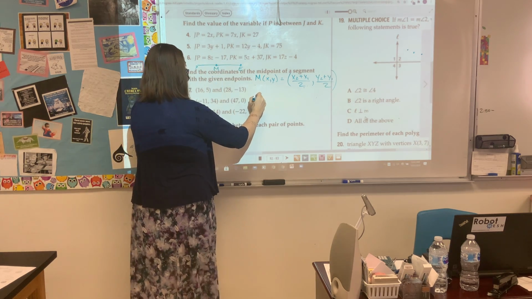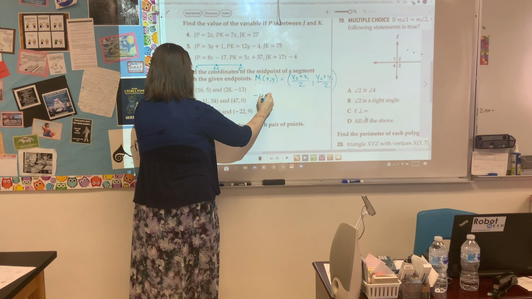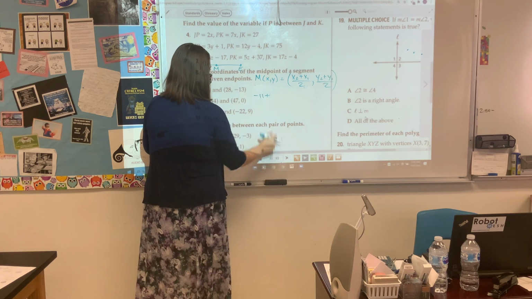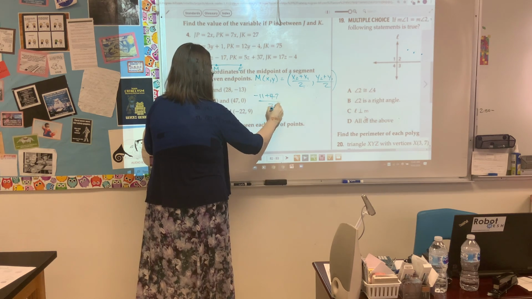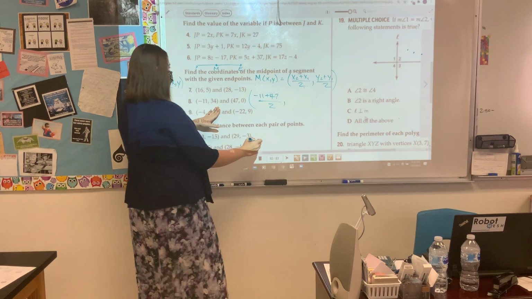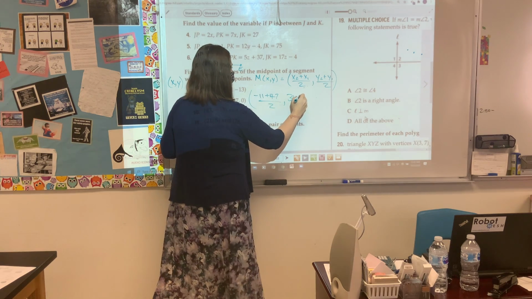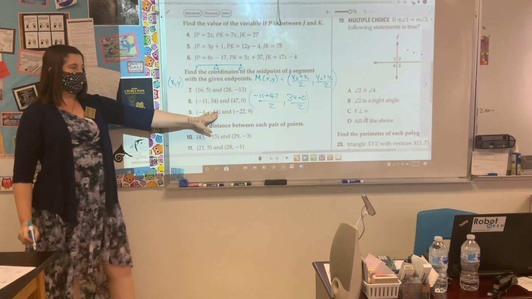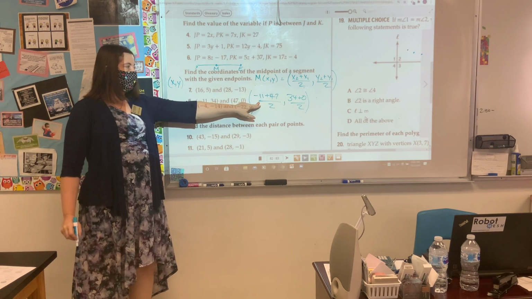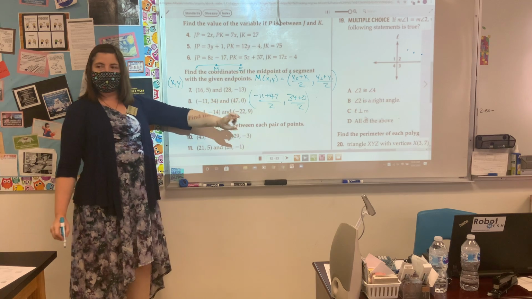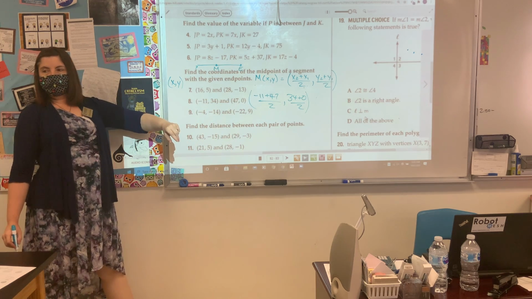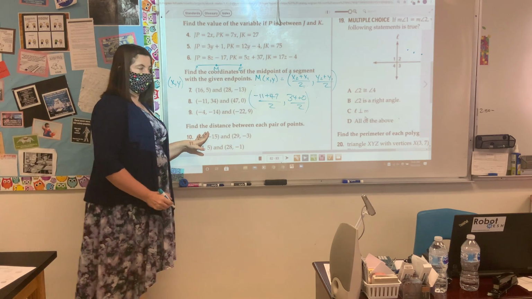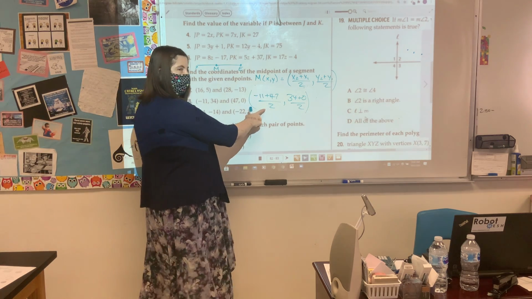We have negative 11 plus 47 over 2, and y is 34 plus 0 over 2. Okay, so what is my x? Negative 11 plus 47. You're subtracting 11 from 47, you get 36. Positive 36 divided by 2.